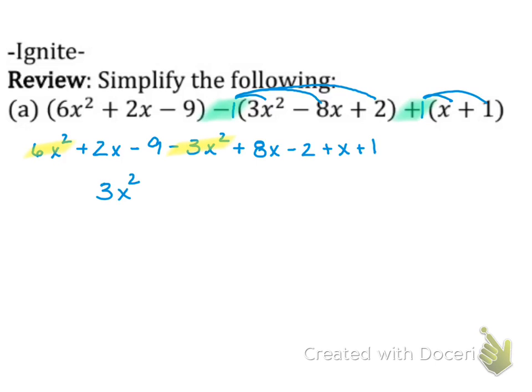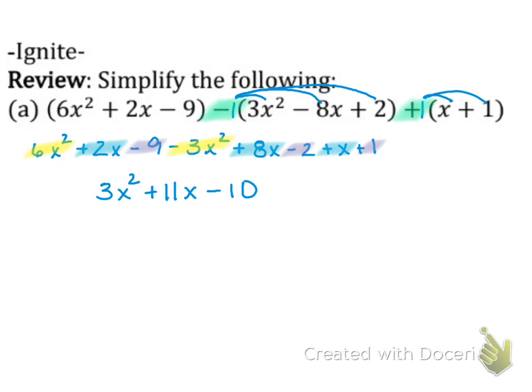Now I need to look for any like terms. So the first like terms I have are 6x squared and -3x squared. Both of these have an x squared, so I just simplify their coefficients. 6 minus 3 gives me a +3. The next like terms I have are 2x, 8x, and 1x. So I add all of those together. 2 plus 8 plus 1 is 11, and that variable is x.